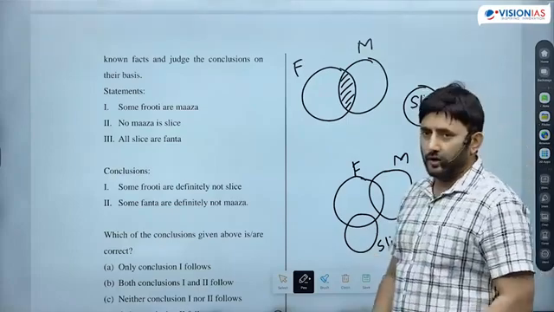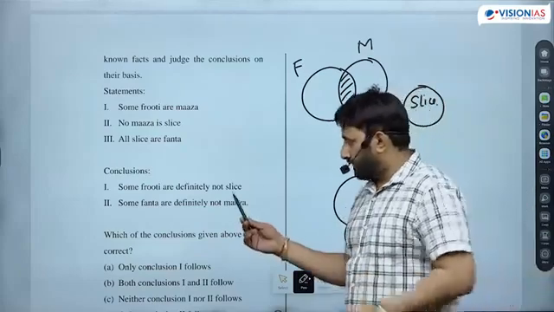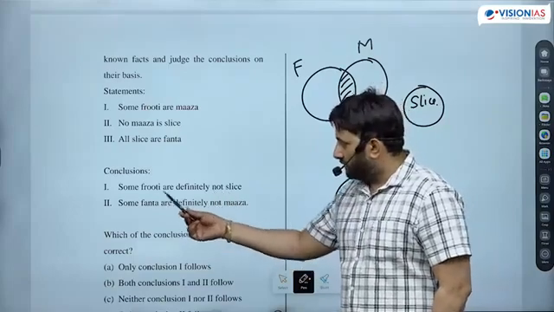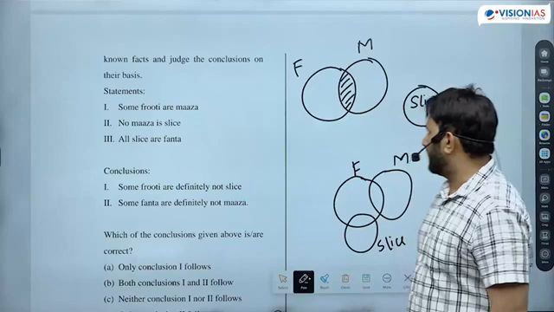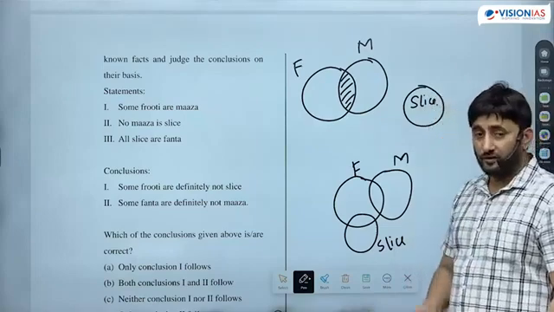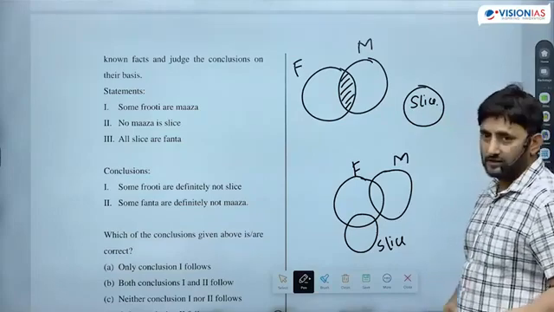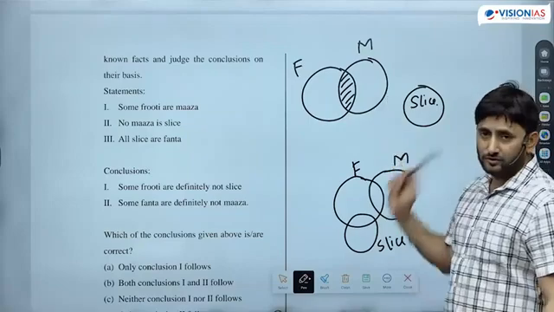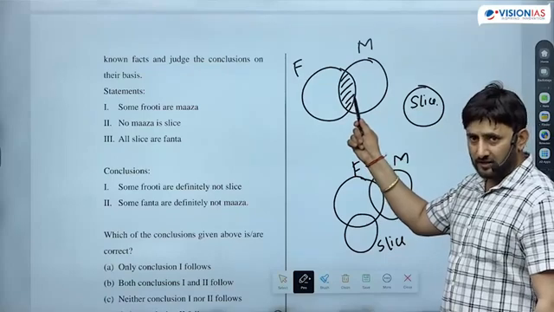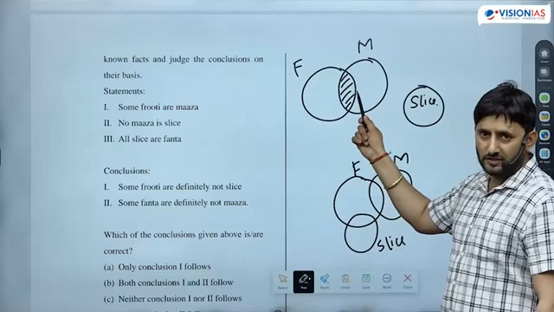Conclusion देखते बच्चे. आपको कोशिश करना है कि you should look for an option which is contradicting this statement. Some fruities are definitely not slice. Are you sure? We are sure. Some fruities are definitely not slice. देखो बेटा, fruity कभी माजा नहीं हो सकती. But these fruities are maja. They cannot be slice.